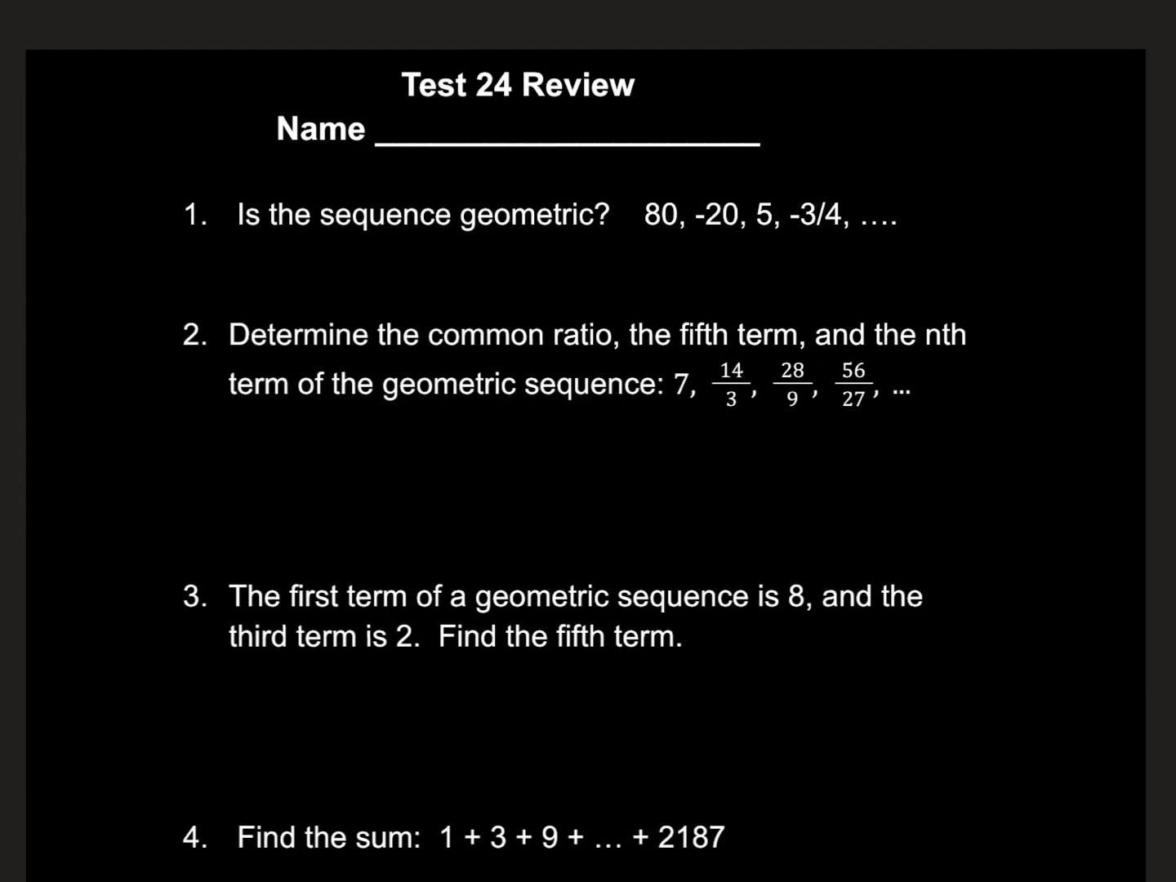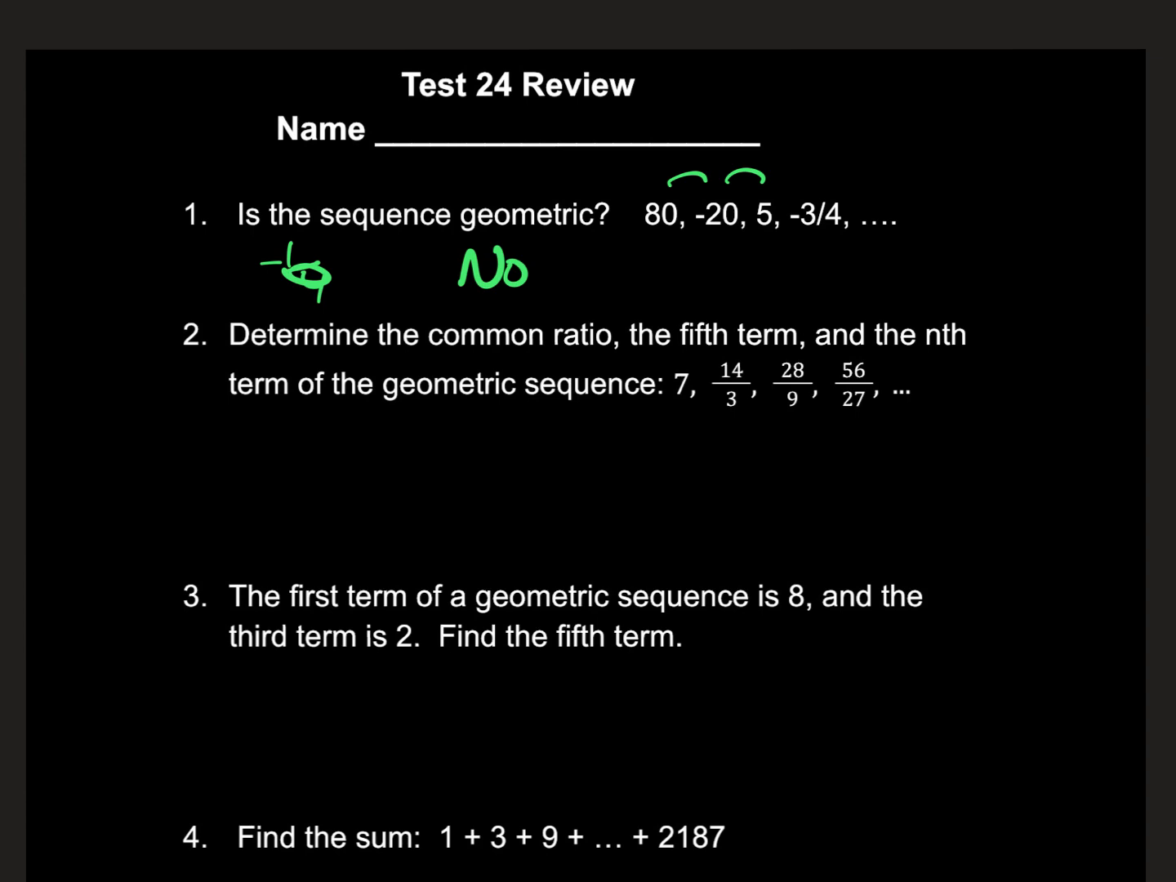Geometric means they're multiplying by the same thing. Their r is the same all the way through. Obviously, to get from 80 to negative 20, they multiply by negative 1/4. From negative 20 to 5, that's negative 1/4. 5 to negative 3/4, let's check that real quick. When I punch in 5 times negative 1/4, I do not get negative 3/4. So that's a no. It was close until that very last term.